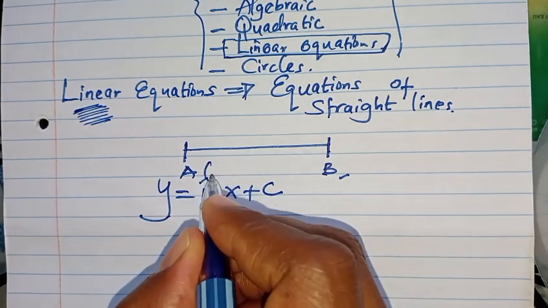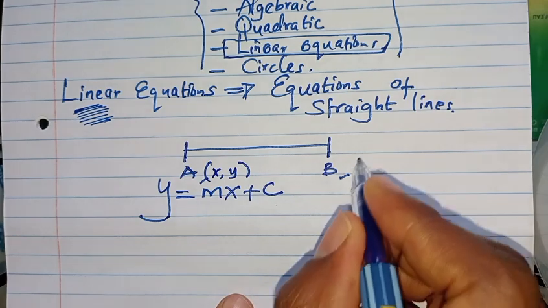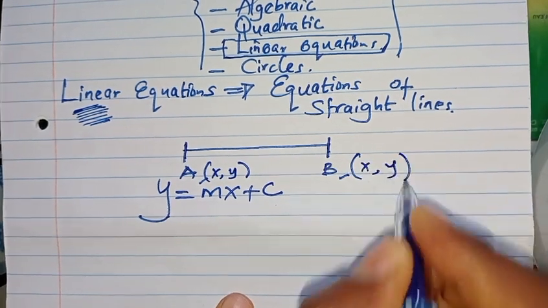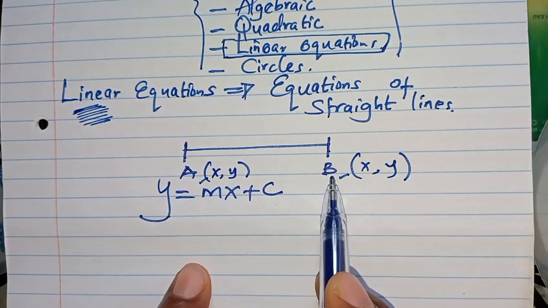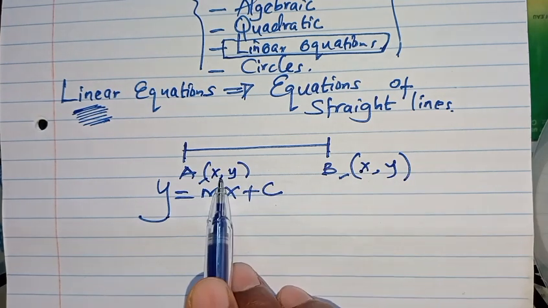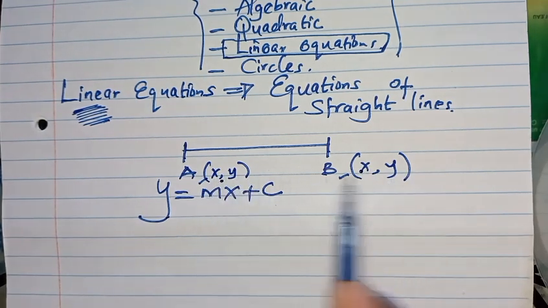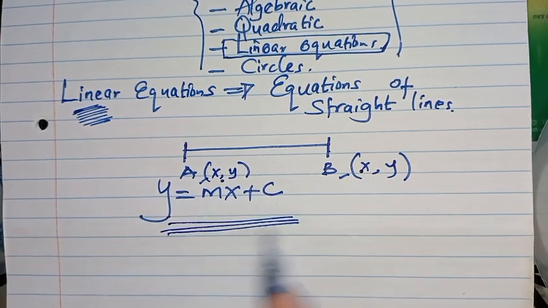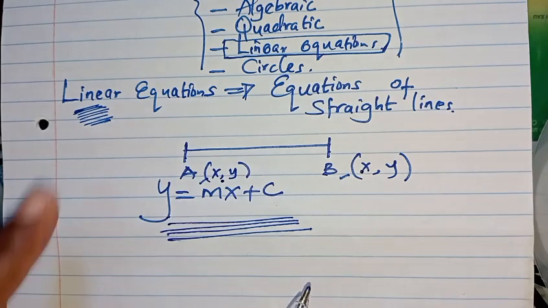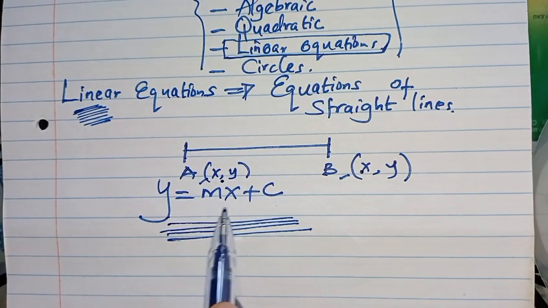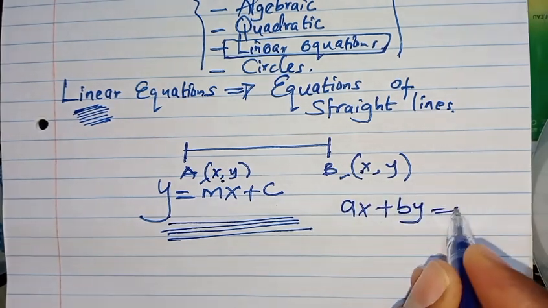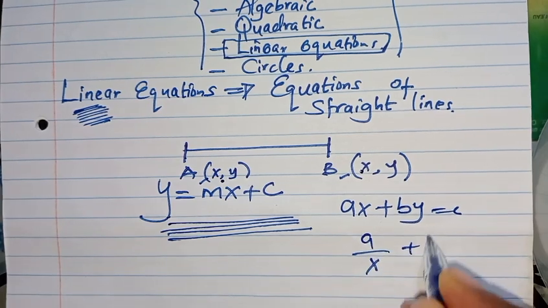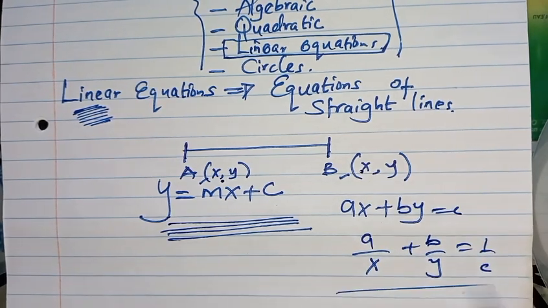Remember, when we have points, points have what we call coordinates. For example, in this line, as I'm doing, the x and y coordinates of one point, and also in point B, the x and y coordinates. So from these 2 points with both coordinates, we get y is equals to mx plus c. So linear equations are equations of a straight line or of straight lines, and they are written in the form y is equals to mx plus c, although we shall have other forms. We may say ax plus by is equals to c. We have x over a plus y over b is equals to 1. We shall be doing several forms of these equations.